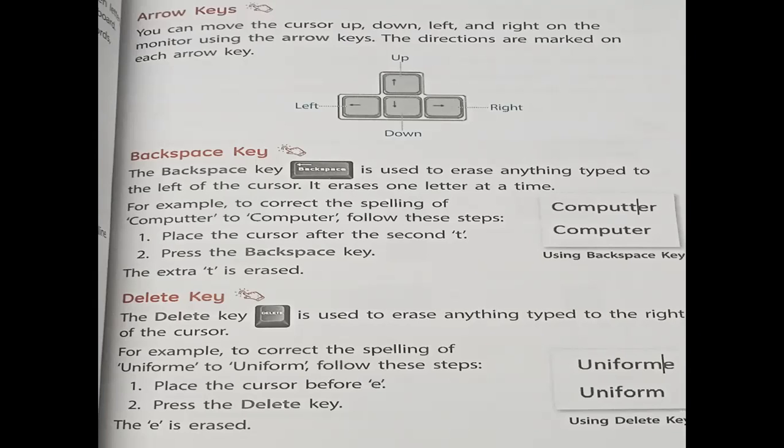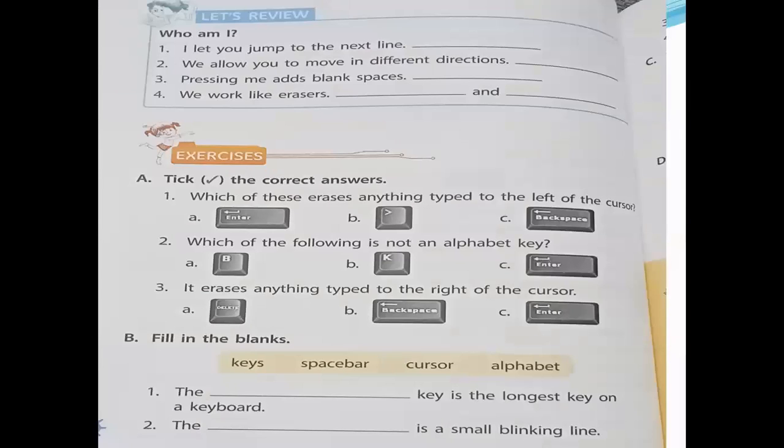Place the cursor before E. जो हमको remove करना है E, उसके before हमने cursor को put किया. Press the delete key. फिर हमने delete key को press किया and then the E is erased. Okay, just let's review. हम जल्दी से फटाफट recap कर लेते हैं.